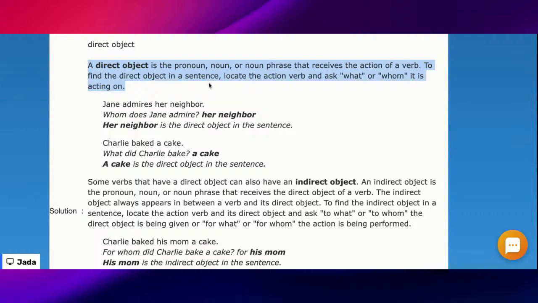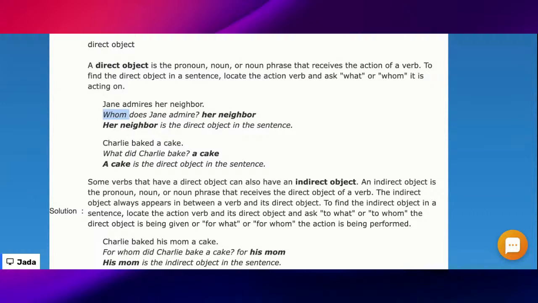To find the direct object in a sentence, locate the action verb and ask what or whom it is acting on. The most important part first is to locate the action verb. Of course, we know what action verbs are. After we find that, we would say what or whom is it acting on. Now, first we say Jane admires her neighbor. Admire here is the action verb. So now you would either say what or whom. So, whom does Jane admire? She admires her neighbor. So her neighbor is the direct object in this sentence.